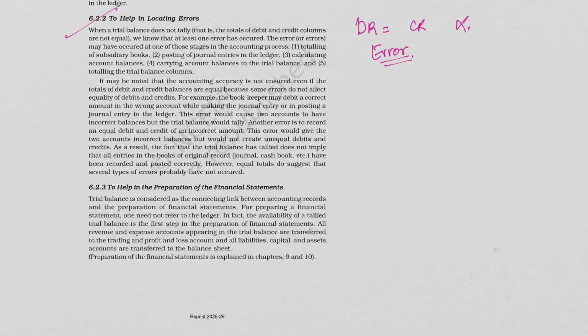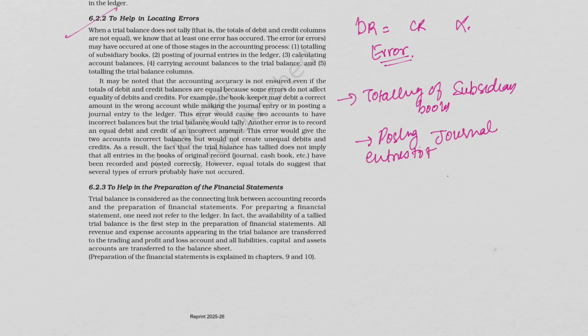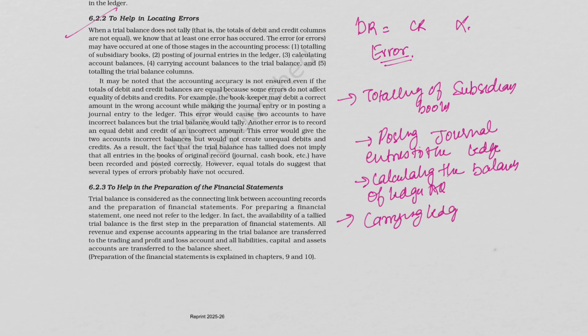According to this textbook, errors may occur during the totaling of subsidiary books, then posting journal entries to the ledger, then calculating the balances of ledger accounts, as well as carrying ledger balances to the trial balance and totaling the trial balance columns. So let us understand these errors with examples.